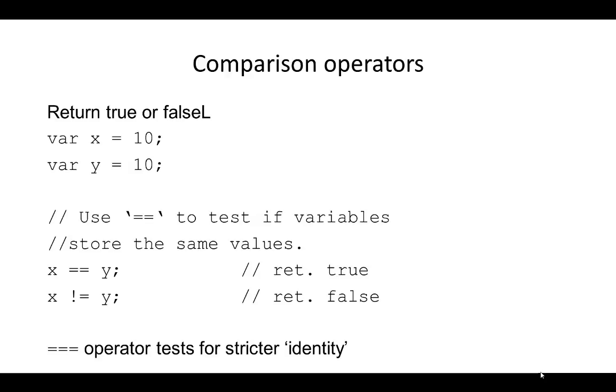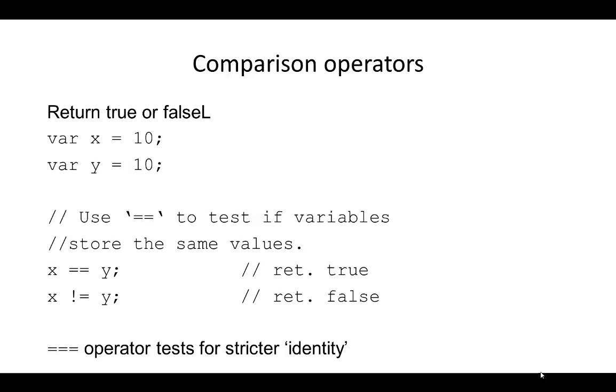If we want to compare values, we use the various comparison operators, just like we did in SQL, which return true or false. So here I've got a var x, var y, and we can use the double equals sign to test if variables store the same values. So in this case, x is equal to y, they store the same value, therefore true is returned. But the exclamation mark equals means not equal to, just like it did, I think, did we have a not in? Yeah, we do support not in SQL.